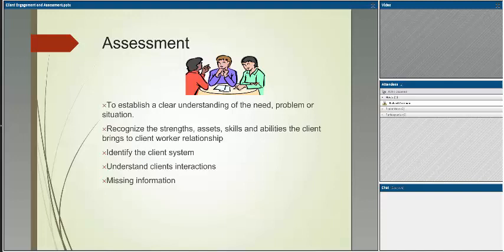Recognize the strengths, skills, and assets that the client brings. Identify the client system. Who is it? Who's in the family? Who's going to be involved? What behaviors need to change? Those kinds of things. Understand the client interactions, as well as gather missing information. Sometimes what clients don't share with you is as important as what they do share. So really think holistically to make sure you get a good sense of what's happening for this family during that assessment phase.